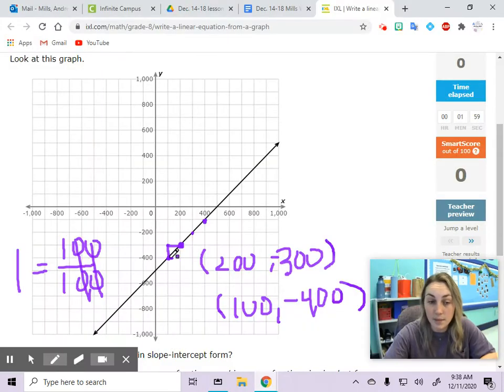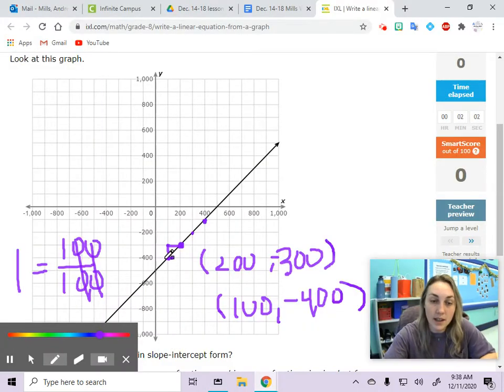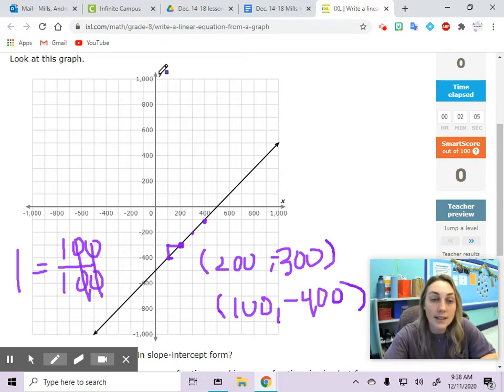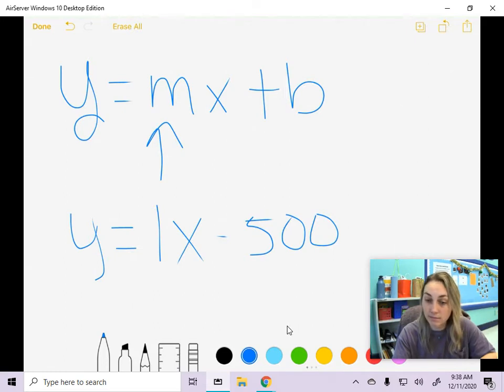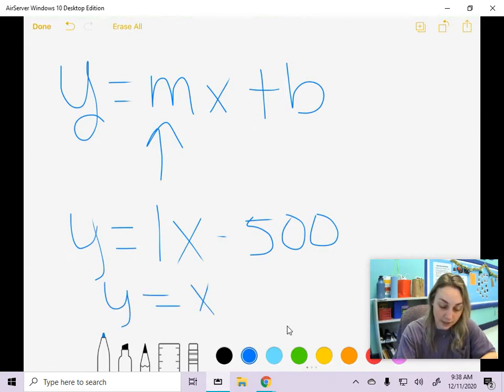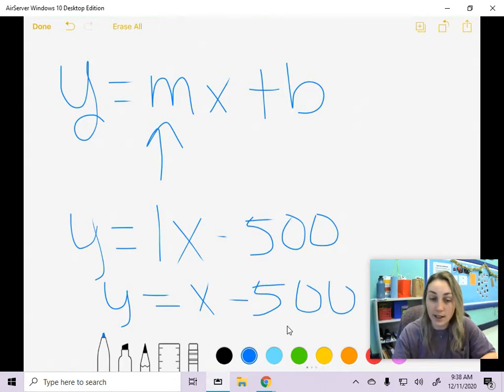So b is the y-intercept, and the y-intercept is where this line right here crosses the y-axis. The y-axis is this vertical line right here. So the y-intercept is where this line crosses this line. If I follow the line, it crosses right here. That is going to be negative 500 because it's between negative 400 and negative 600. So I can go back here and write down negative 500 for my y-intercept. I can simplify this to y equals x minus 500 as well, and that's going to be my answer.